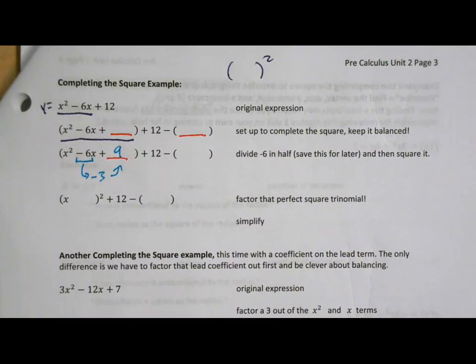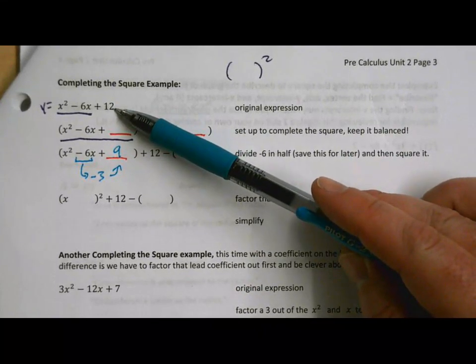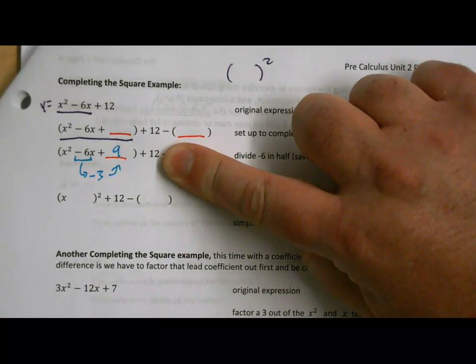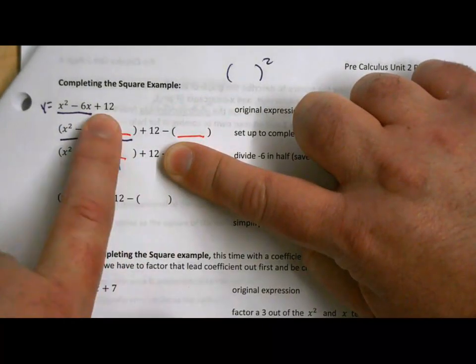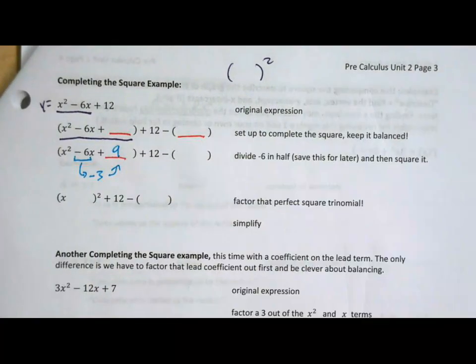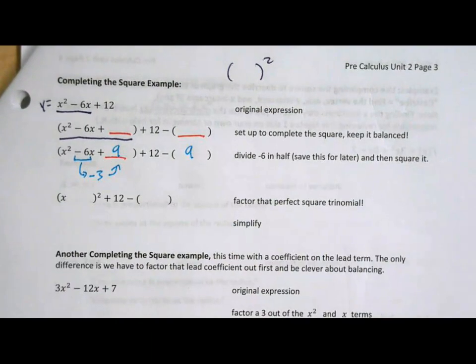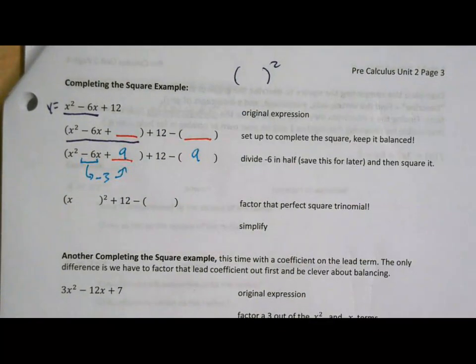But I can't just add a 9 into this thing because now this thing is not the original function. As it is right now, if I don't put anything in here, if I were to simplify this, it's x squared minus 6x plus 21. That's not what we started with. I want to analyze this function. So let's keep this balance by subtracting that 9 over here, so that if I were to simplify this thing, it would be equal to the original expression.